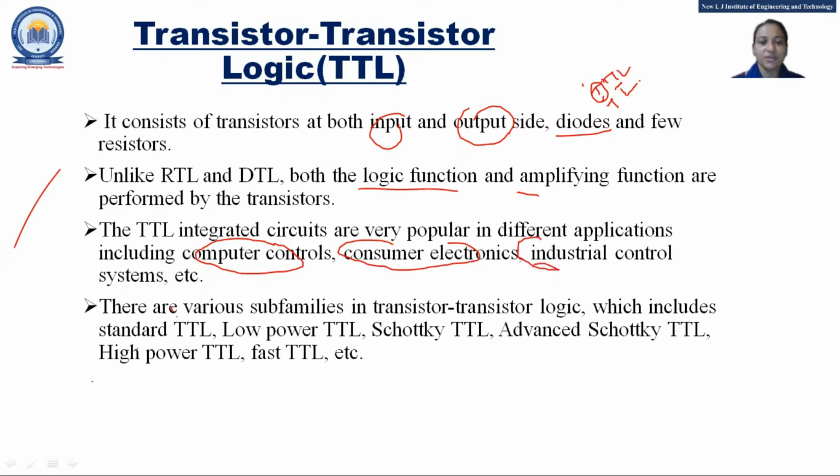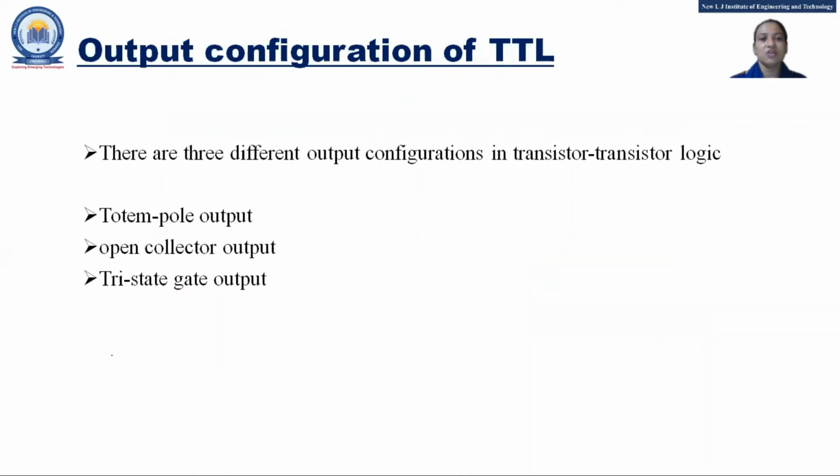The various subfamilies of TTL, as you can see from the screen, are standard TTL, low power TTL, Schottky TTL, advanced Schottky TTL, high power TTL, and the fast TTL. Now this TTL has its main configuration with the NAND gate. Based on the output, there are three different types of output configuration for the TTL: totem pole output, open collector output, and the tri-state gate output, and we will see them one by one.